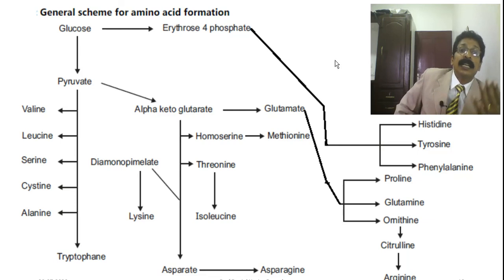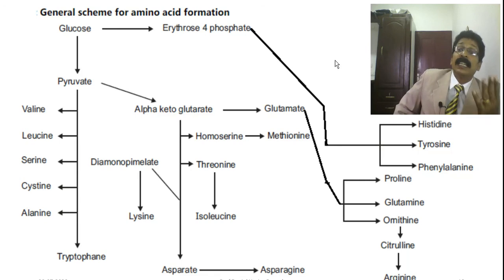And then pyruvate can give rise to alpha ketoglutarate and glutamate, and it can give rise to proline, glutamine, ornithine, citrulline, and arginine can also be produced. And from alpha ketoglutarate you can produce even homoserine, methionine, threonine, and isoleucine, and also directly you can get aspartate, and asparagine can also be produced. And from this, a product diaminopimelate can give rise to lysine also.